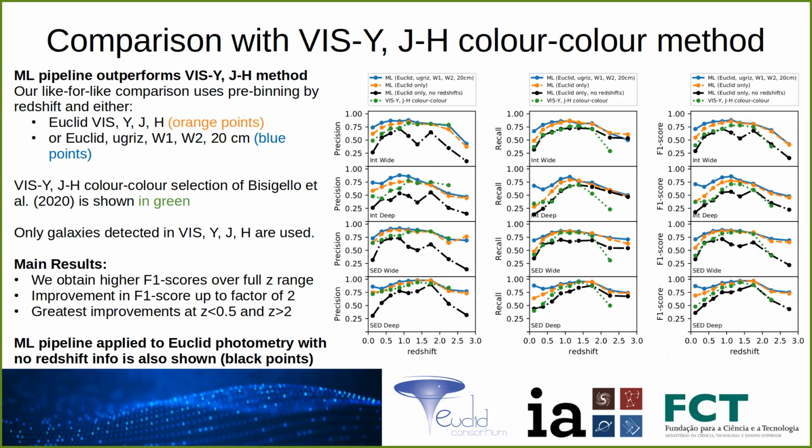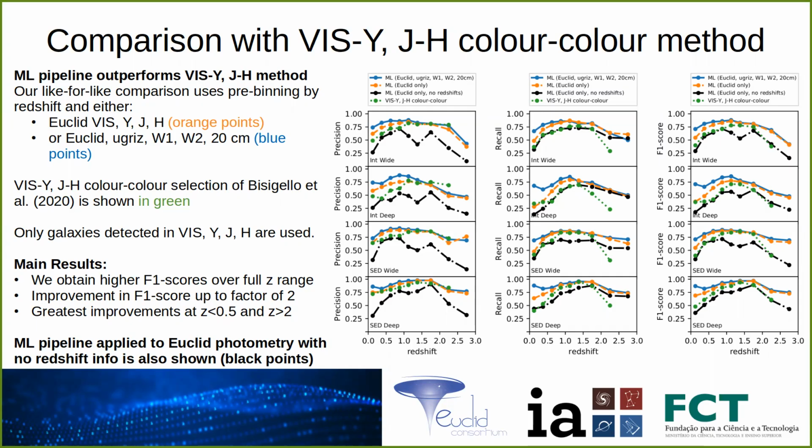So we're showing in different redshift bins the precision, the recall, and the F1 score. Precision is essentially the purity in astronomy. Recall is completeness. And the F1 score is the harmonic mean of the two. I like the F1 score because it gives you a very general picture of how good the model is performing. But all of those metrics are useful.